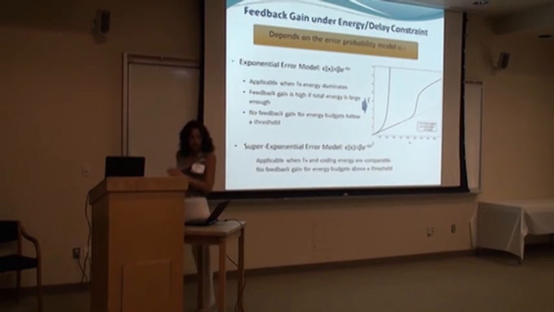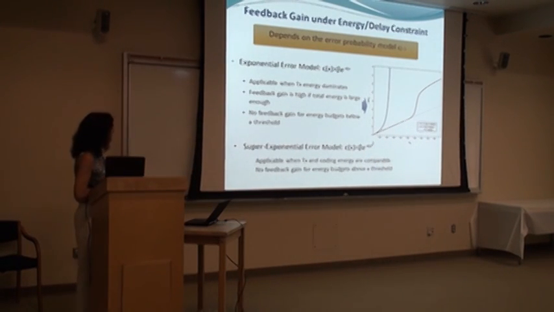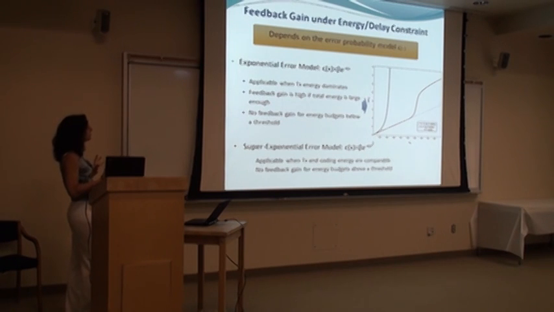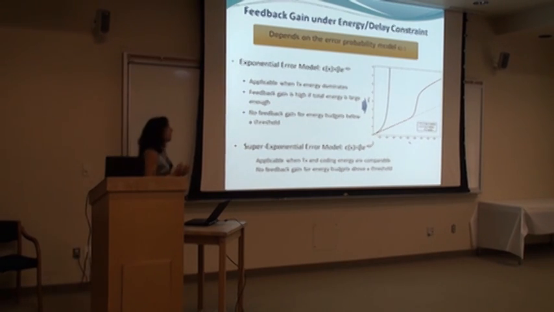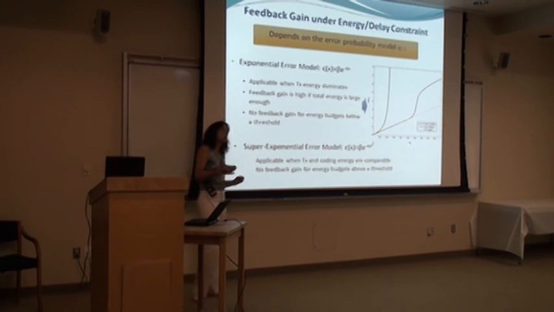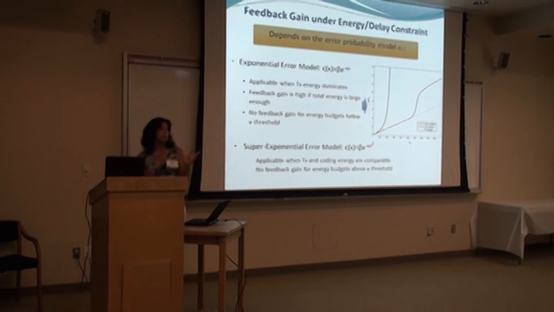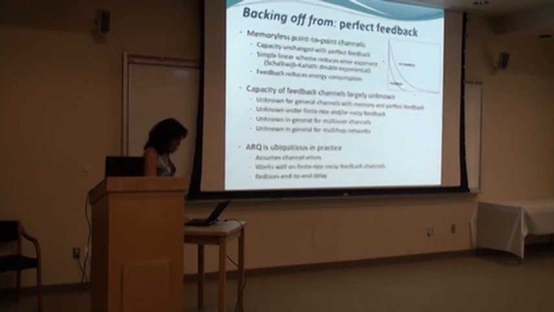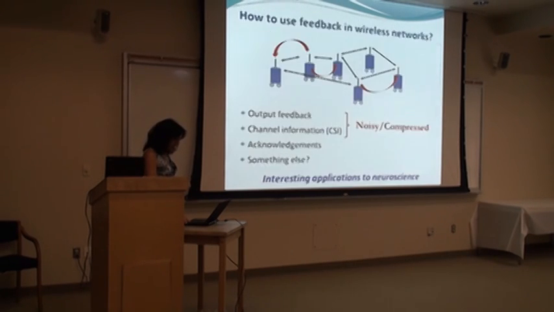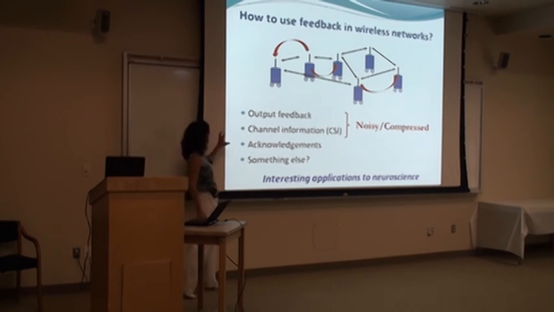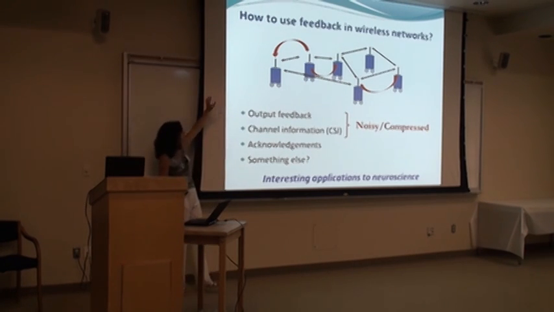So again, these are just reinforcing. They're different results, but they mirror some of the things that were found earlier about the fact that feedback, even if it doesn't help on the capacity front, can either drive the probability of error to zero faster, which is important for finite delay systems, or it can help you in terms of minimizing the energy that you use.